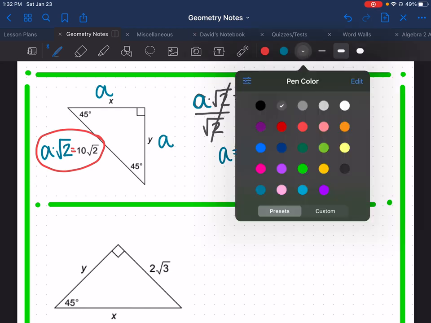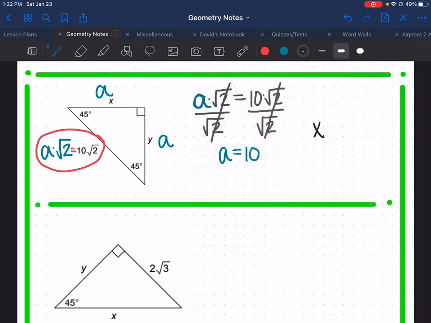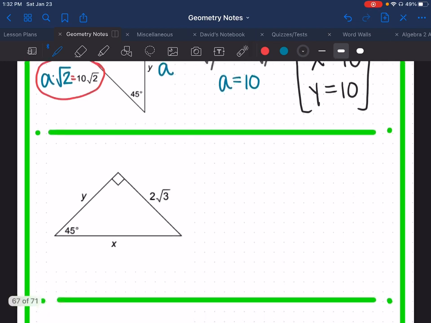So now I can come back and I can say X is equal to 10 and Y is equal to 10, because they are both simply A. That wasn't so bad either. Maybe this isn't so scary. Let's take a look at this next one.